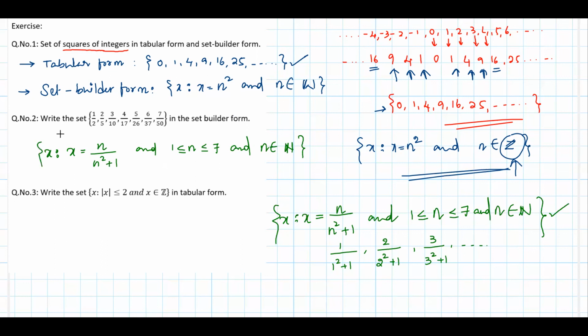All good. Now the third question. Write the set, and they've given a set builder form, and now we have to convert that into tabular form. Good. So how are we going to do this? So before doing this, just try to understand what is this expression. It is an absolute value. Generally, what is an absolute value? Whatever the value you substitute, that gives the answer as positive.